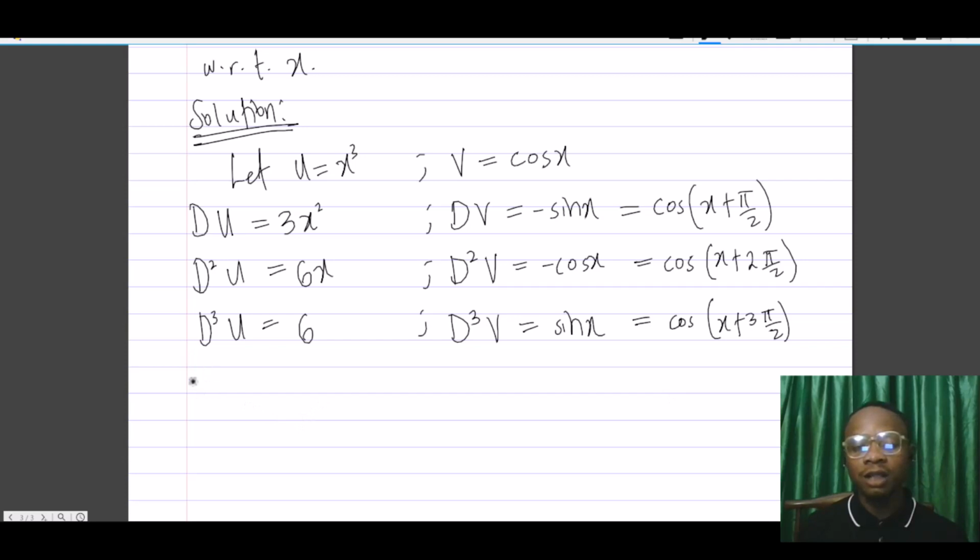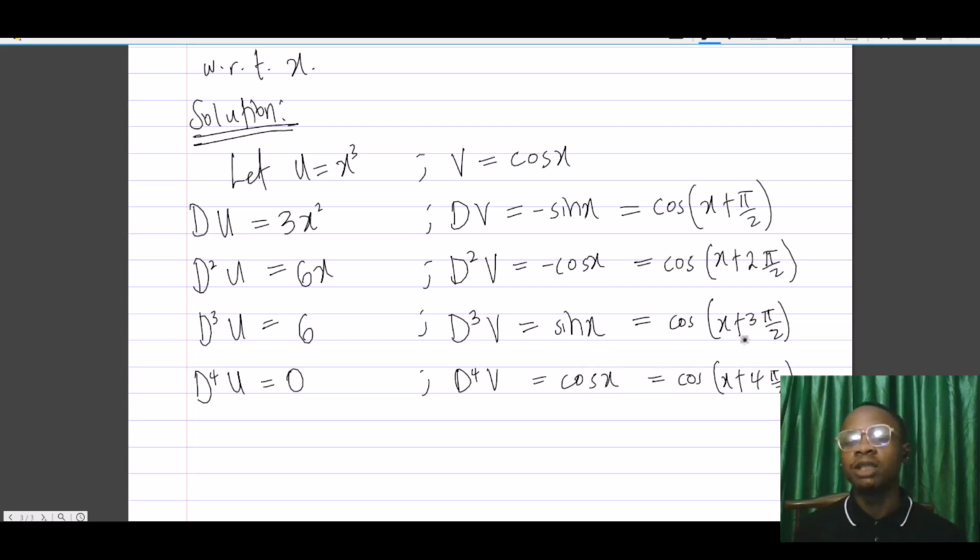But let's move further. We know that the fourth derivative of u will be 0, and the fourth derivative of v will be the derivative of sin x, which is cos x. Basically, this is the same thing as cos of x plus 4 pi over 2. We know that 4 times pi over 2 is 2 pi, so it's just like we're adding x and 2 pi. That does not change the value, so it remains the same as what we had before. This is just to see a general pattern so that we can generalize.